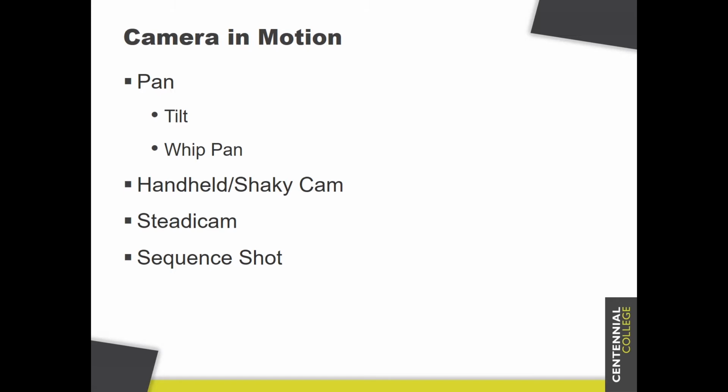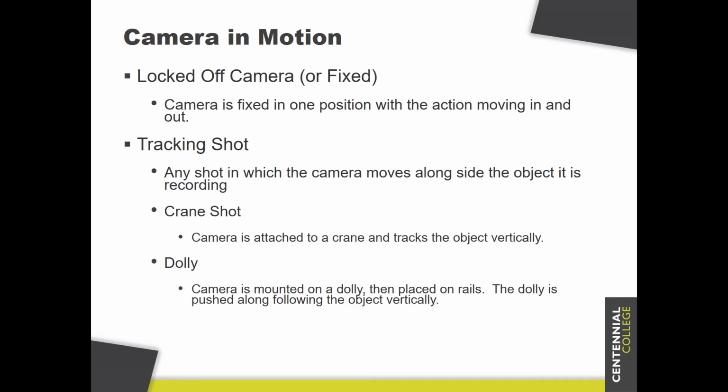Anyway, guys, let's take a look at these cameras individually. Let's start off with the locked-off camera or the fixed camera, and this is really the only one that's not moving. The camera is fixed in one position with the action moving in and out of the shot. It's placed in one position and does not move for the entirety of whatever entertainment you're creating, and all the action moves in towards it.